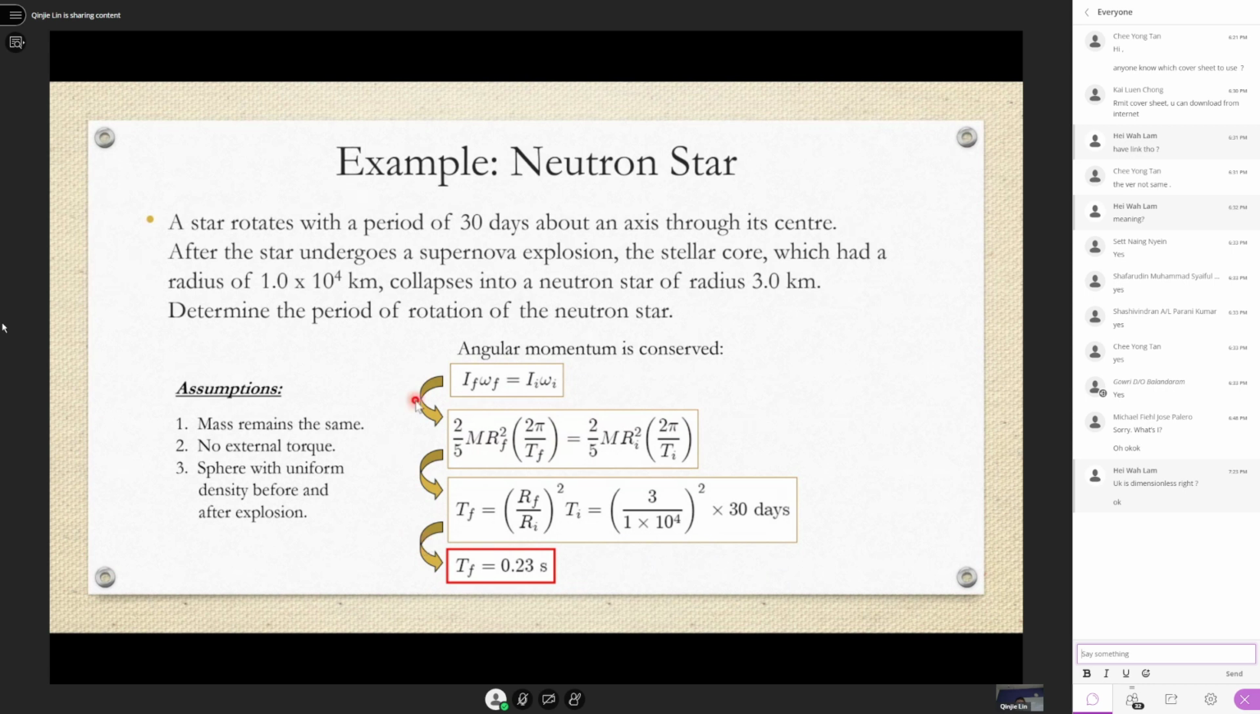Okay, you see a star that is so big, the rotation period is actually 30 days. But after that it becomes very small. To go one round, you only need 0.23 seconds, because the radius changed by a lot.